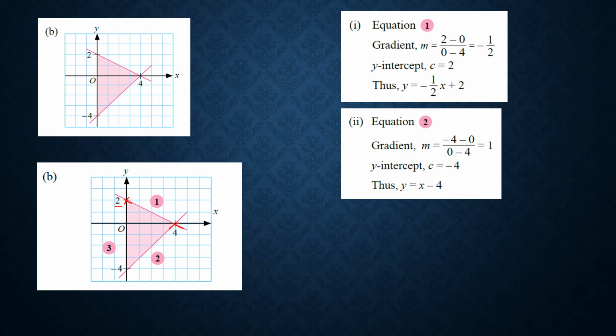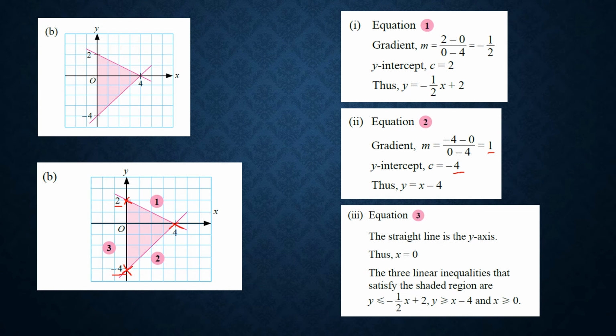Next, same goes for the second line. It passes (4, 0) and (0, negative 4). You find the gradient first, and you get 1. This line passes the y-axis at negative 4, so the y-intercept is negative 4. So you use y equals mx plus c: y equals 1x minus 4. Next, equation 3, the y-axis, is x equals 0.